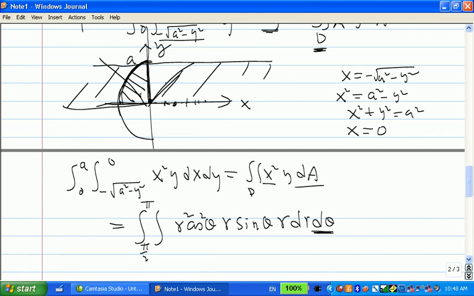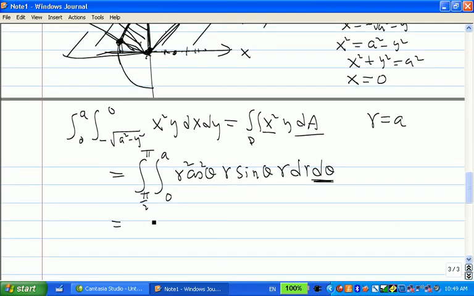Then you fix theta arbitrarily in between this region. See what's the restriction for r. R is bigger than 0, right? And less than this point. What is that point? That's a circle. We just said that before. The formula for the circle is what? R equal to the radius. What is the radius here? A, right? So r is from 0 to a.